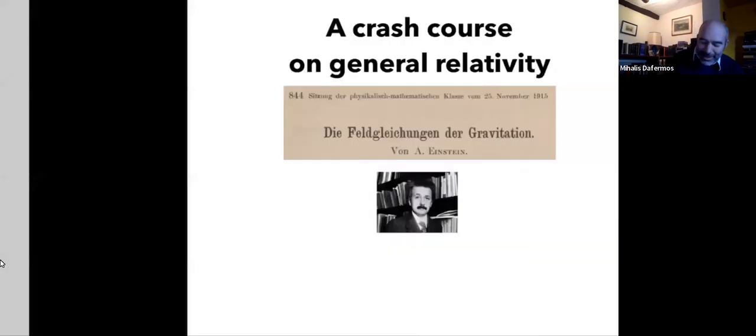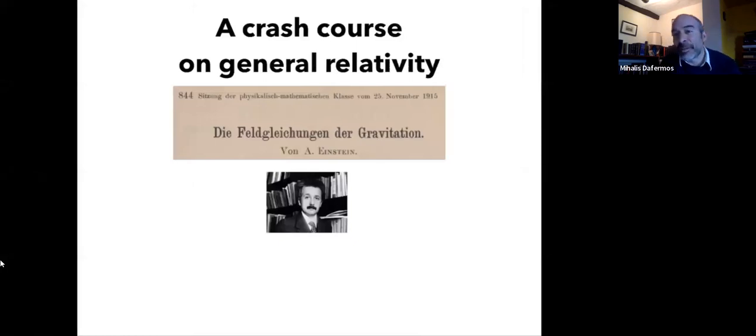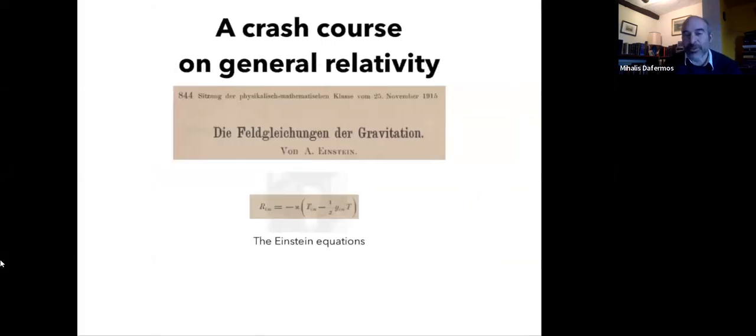This is Einstein. This is his famous November 1915 paper, Die Feldgleichungen der Gravitation, where he introduced the Einstein equations. So these are the governing equations of general relativity. So let's talk a little bit about what these equations are. Equations have a left-hand side and a right-hand side, typically. And so it's maybe easiest to talk first about the right-hand side. The right-hand side of this equation is something that has to do with the matter in the universe. Technically speaking, it's the energy-momentum content of the universe.